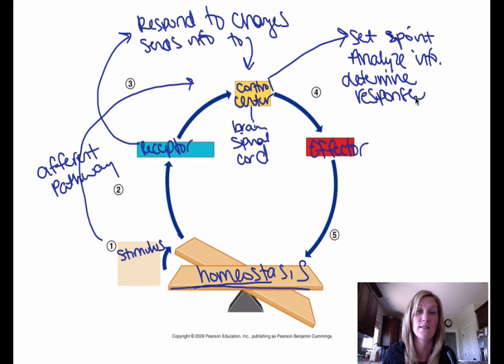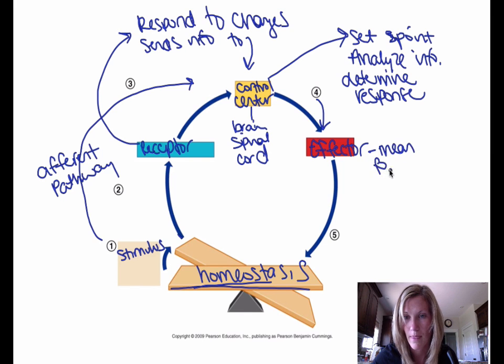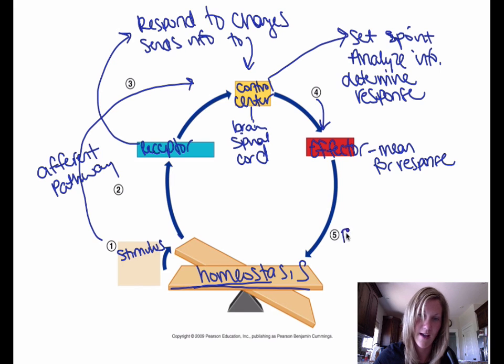Once the control center has the appropriate response, it's then going to come up with an output. Okay, the output is the response. It's going to go to the effector. The effector provides a means for the response. Okay, and then lastly, once you have that, you'll actually have your response.